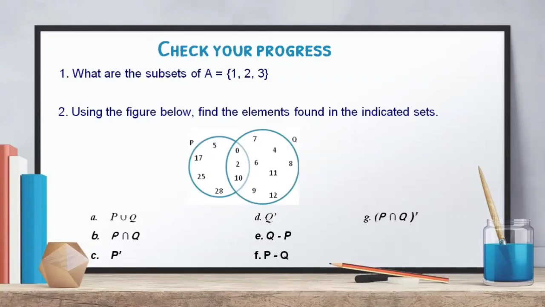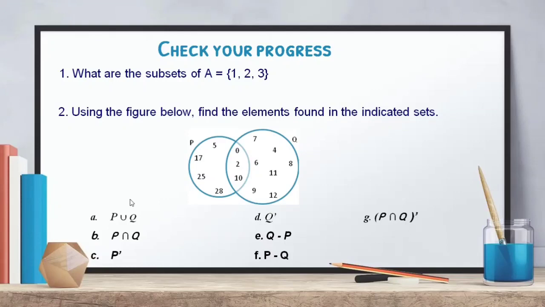So I think that would be all. So I will be giving you your assignment. So your check your progress will be serving as our assignment for this lesson. So for number 1, you're going to list all the subsets of our A. Okay. So we have 3 elements, right? And if you have 3 elements, we have 8 possible subsets. So meaning you're going to list down all the possible subsets that would be created by our set A, which has 3 elements.